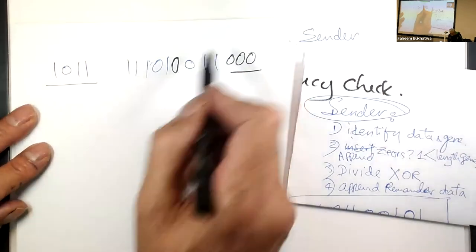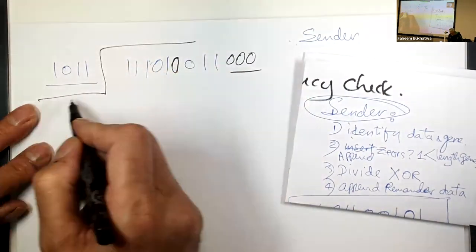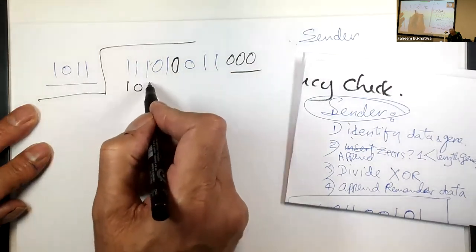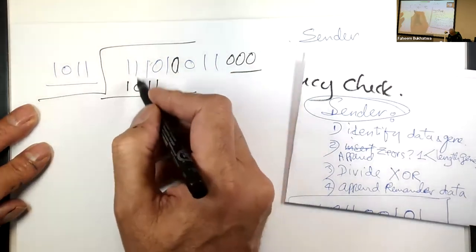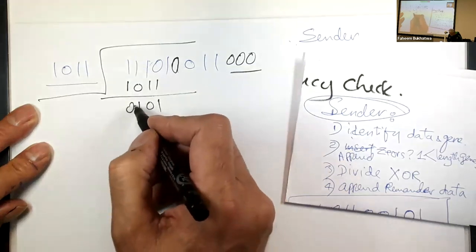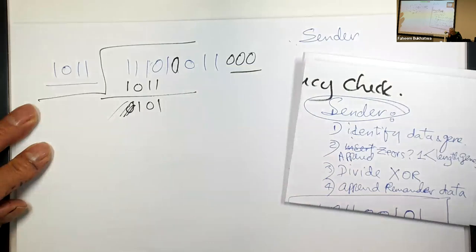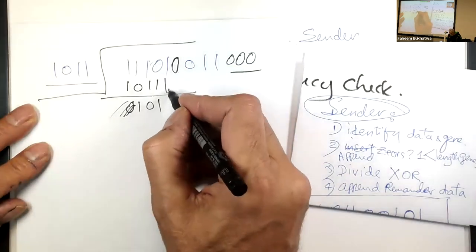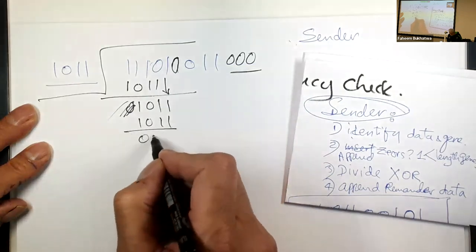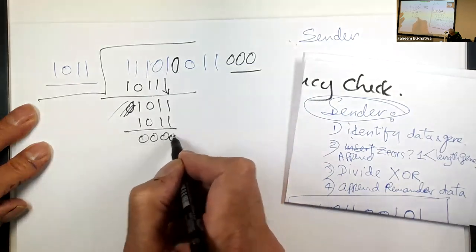Right, now start the division or XORing. So you just place 1, 0, 1, 1 here, and you end up getting 0, 1, 0, 1. Eliminate the 0 on the left, bring down the next one, and that's 1, 0, 1, 1. And that brings 0, 0, 0, 0. 4 zeros, they're all gone.